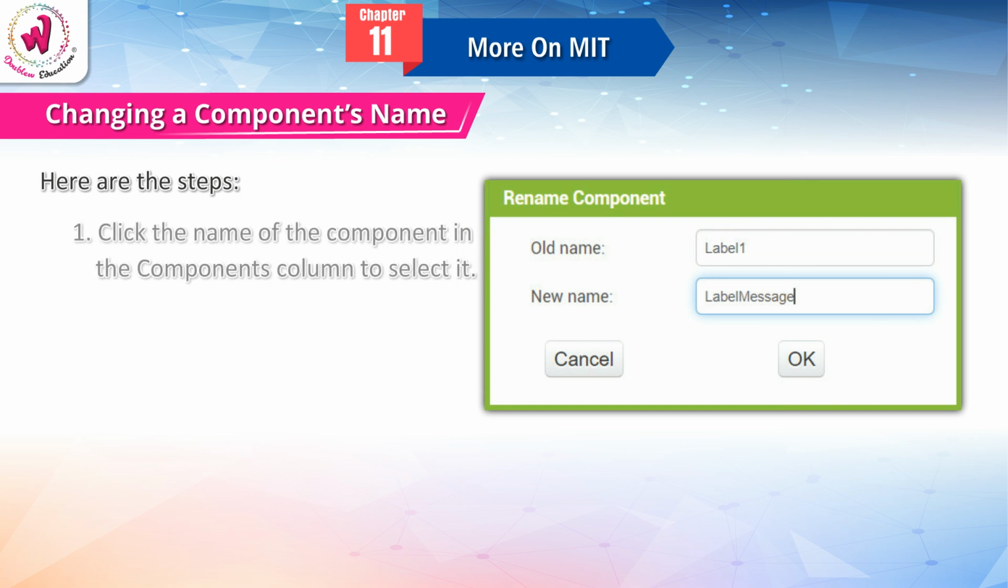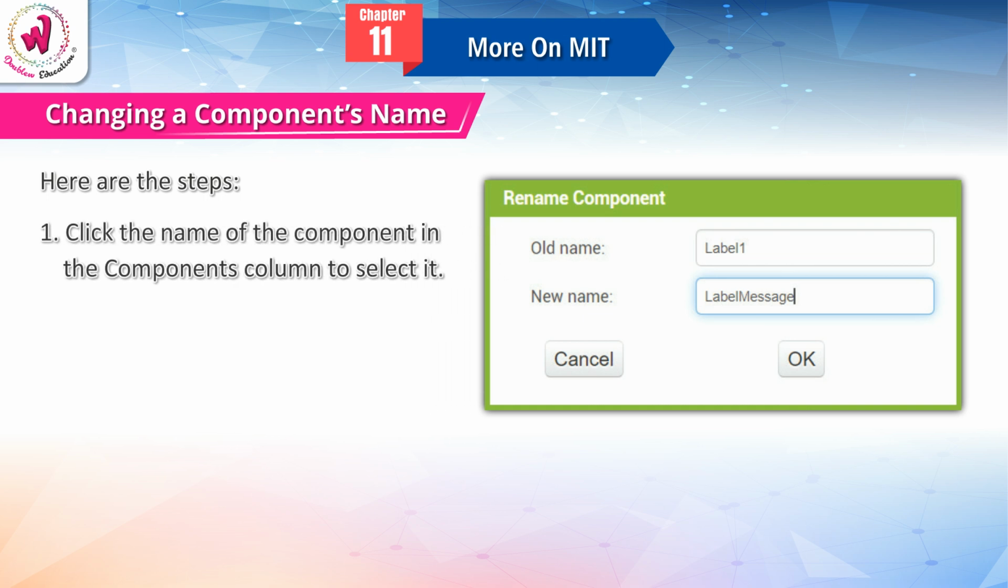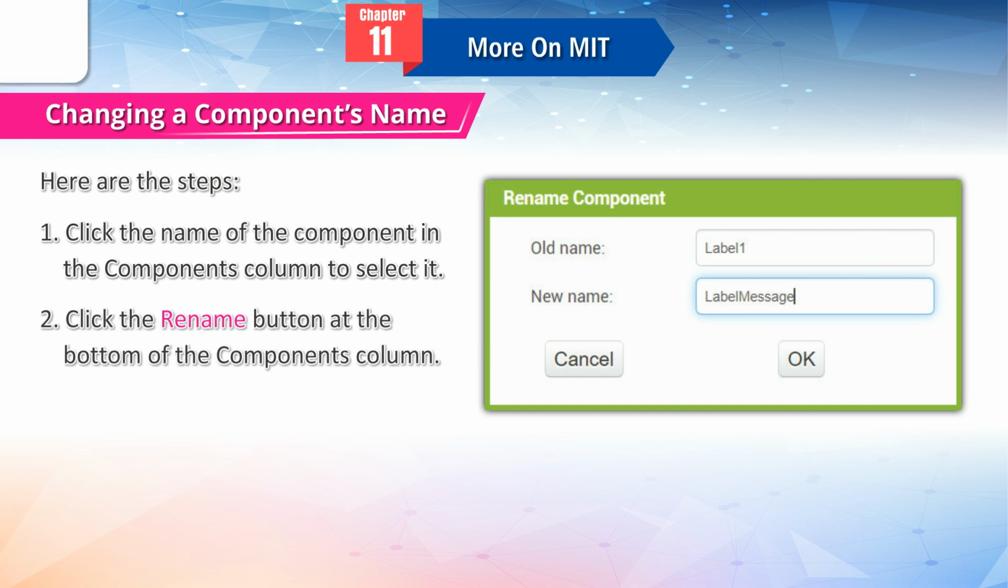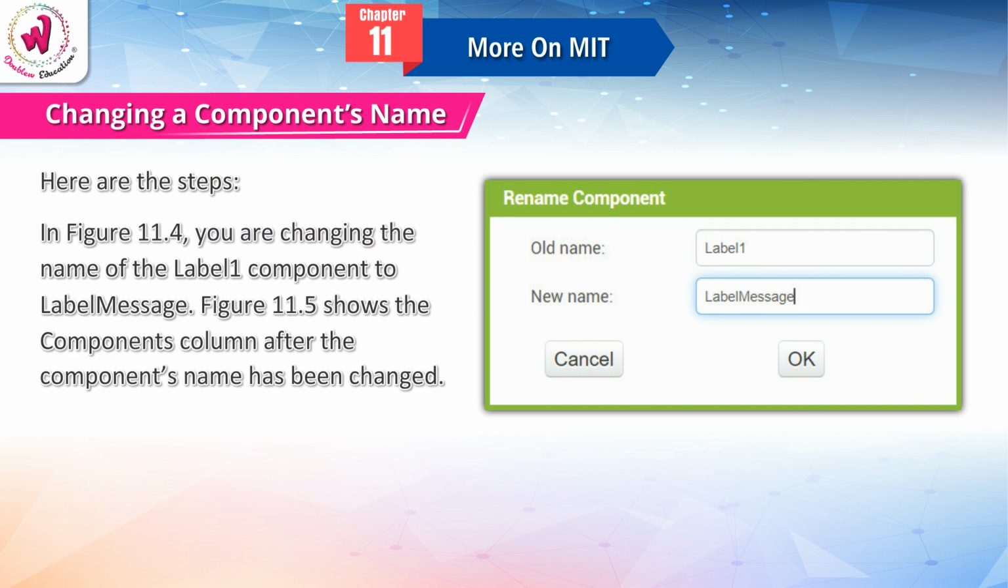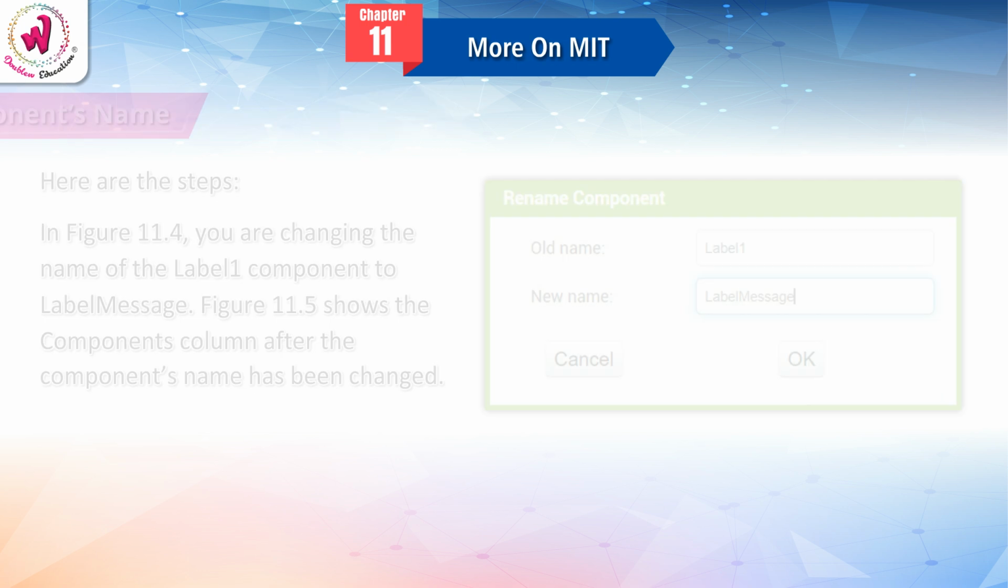Here are the steps. 1. Click the name of the component in the Components column to select it. 2. Click the Rename button at the bottom of the Components column. 3. The Rename Component dialog box shown in figure 11.4 will appear. Enter the component's new name and click OK. In figure 11.4, you are changing the name of the Label1 component to LabelMessage. Figure 11.5 shows the components column after the component's name has been changed.